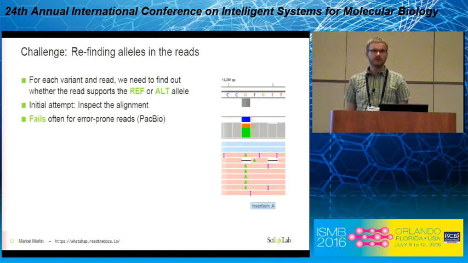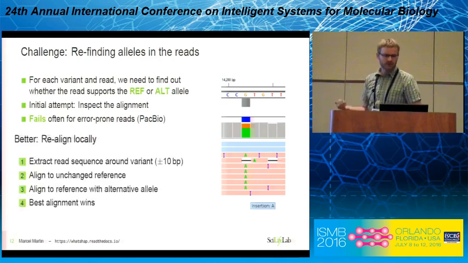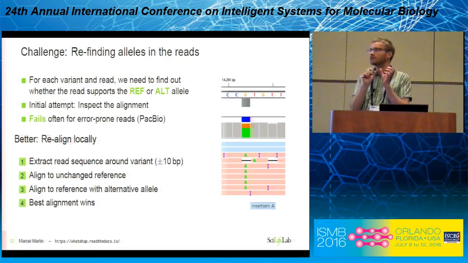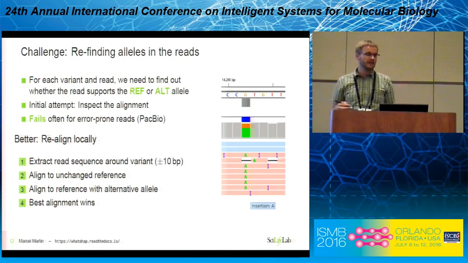So what we actually do in WhatsHap now is that we realign the reads locally, which other people also do, of course. We do that by simply extracting a little bit of read sequence around the variant, 10 bases upstream, 10 bases downstream. Then we align this to the unchanged reference allele, also with a bit of context. And then we also align it to the reference where we have inserted the alternative allele. Then we look at the alignment scores, and the allele with the best alignment score simply wins and gets reported as the one that the read supports.